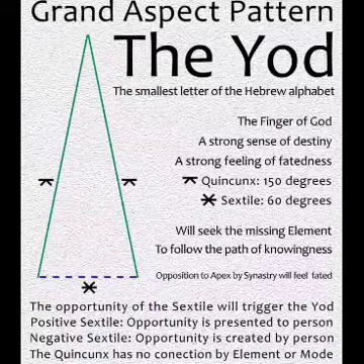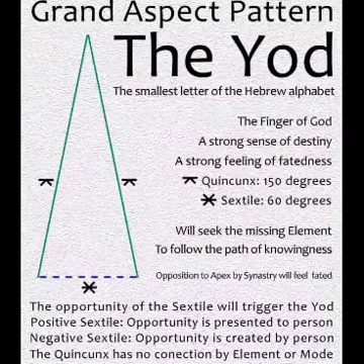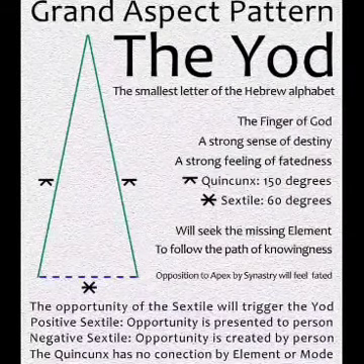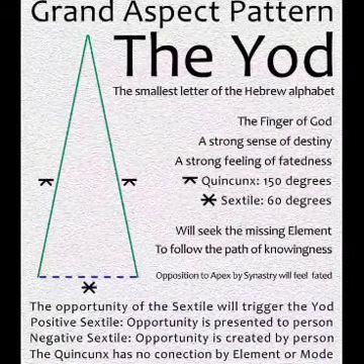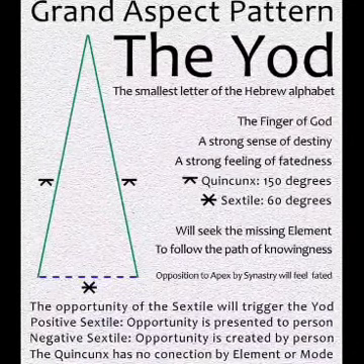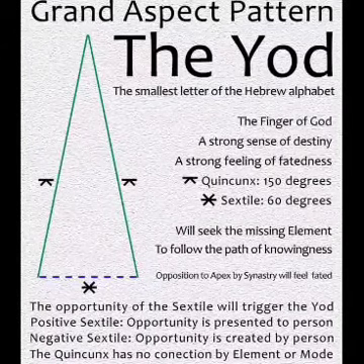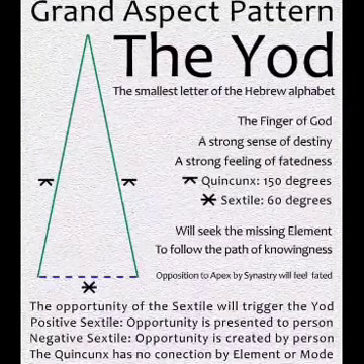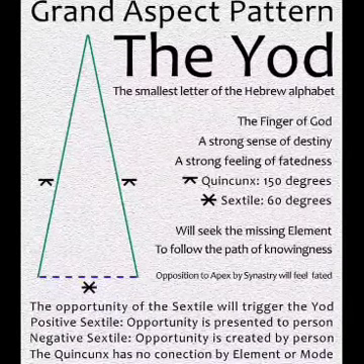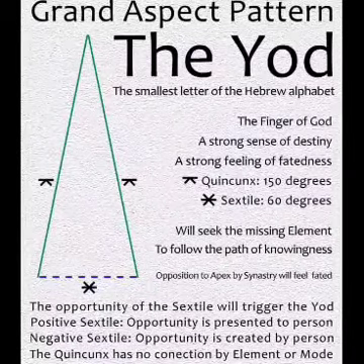First and foremost, a yod is when two planets that are creating a sextile to each other also form a quincunx to another planet. If you look on the screen, there's the quincunx sign. At the very bottom, there's that dotted blue line, and the quincunx is green, but the dotted blue line is the sextile.